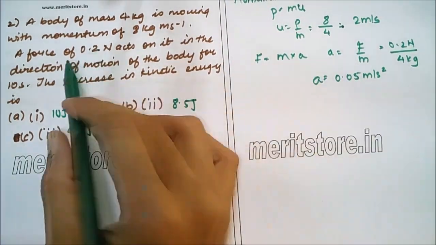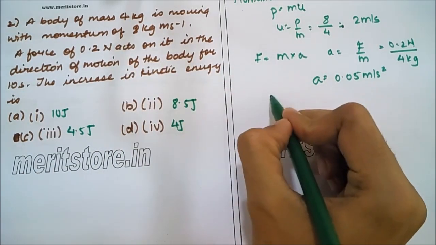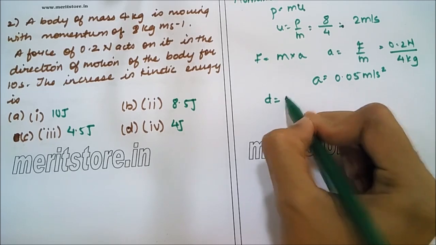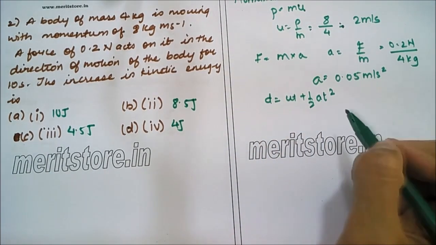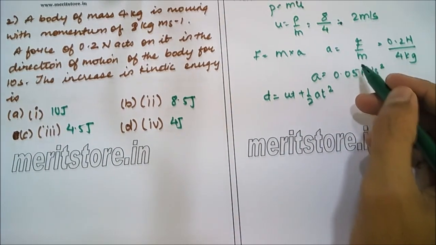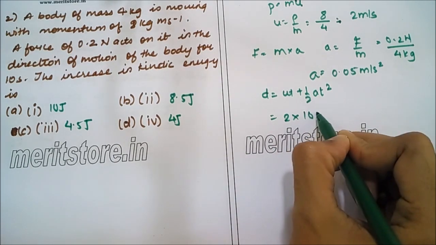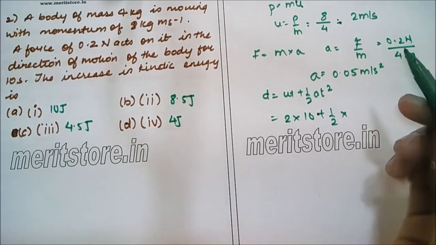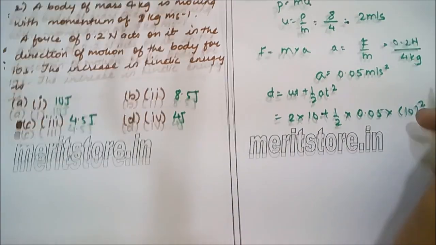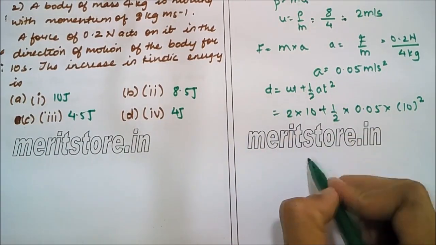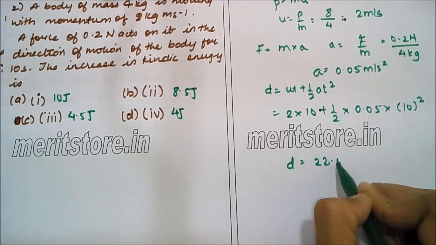Now the distance traveled by the body in the motion for 10 seconds is given by the kinematic equation s equals ut plus half at square. So here you have the initial velocity 2 multiplied by the time 10 seconds, plus half multiplied by a, that is 0.05, multiplied by the time, that is again 10 square. That gives you a distance which is equal to 22.5 meters.